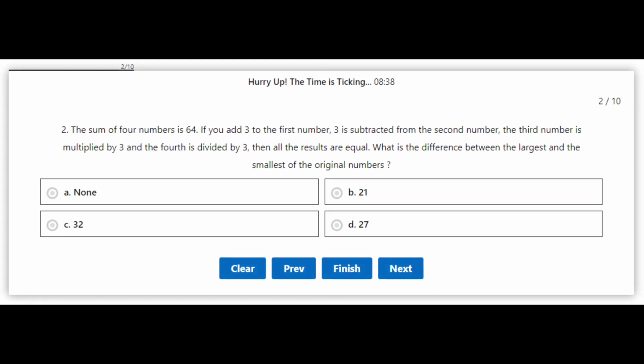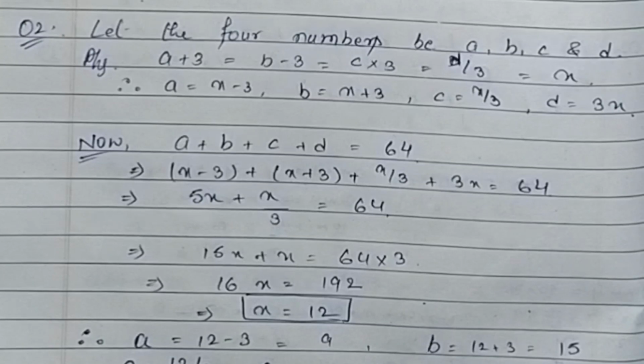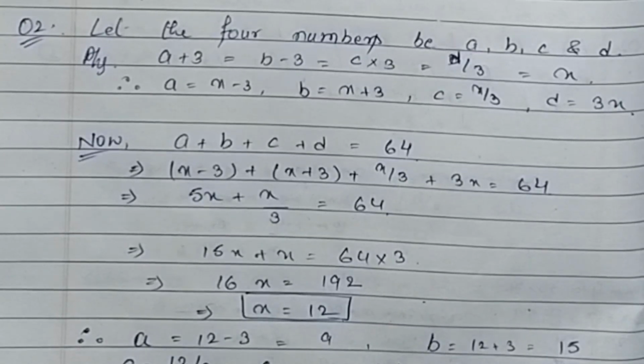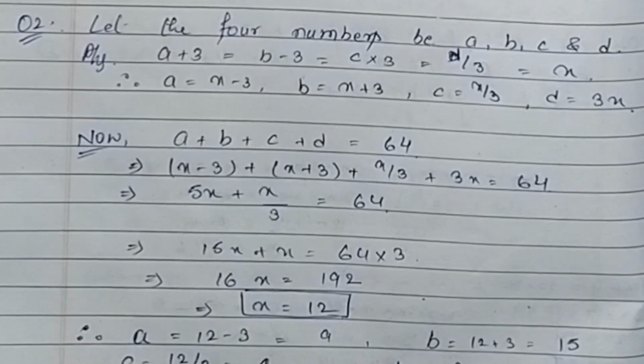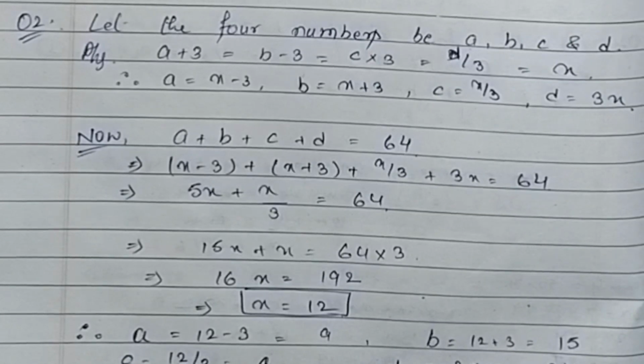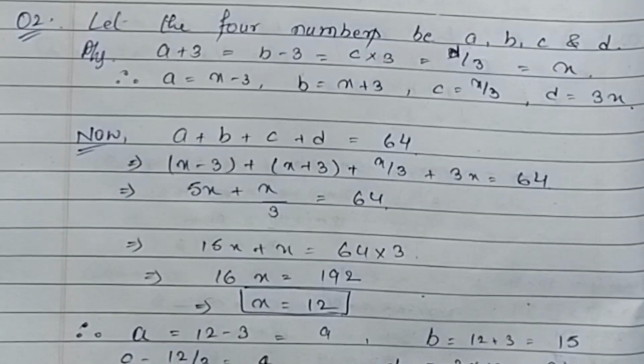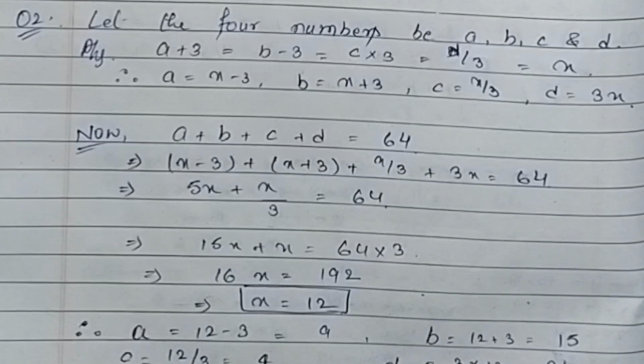Our second question is, the sum of four numbers is 64. If you add 3 to the first number, 3 is subtracted from the second number, the third number is multiplied by 3 and the fourth number is divided by 3, then all the results are equal. What is the difference between the largest and the smallest of the original numbers? Our question basically says that there is a sum of four numbers, and we don't know what the original numbers actually are, which we have to find out, because we have to find the difference between the largest number and the smallest number.